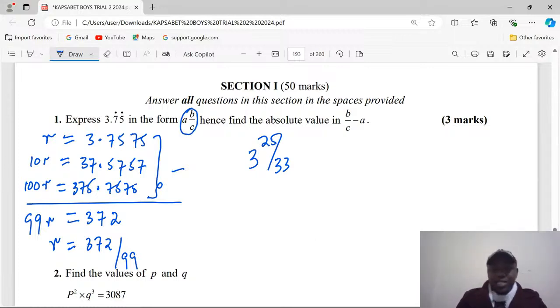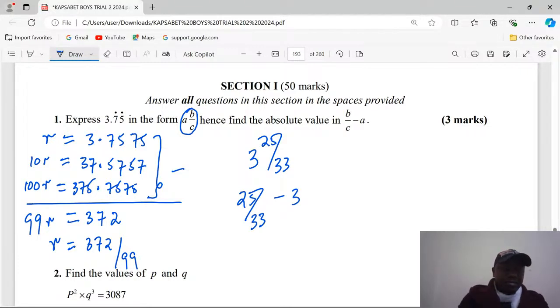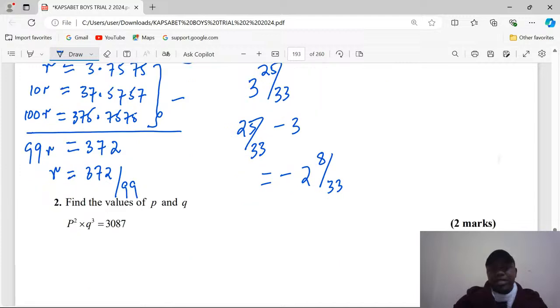Now we want to get B divided by C minus A. So according to the expression, B is 25 out of C, which is 33. Then we subtract the value of A, which is 3. So 25 over 33 minus 3. This will give us a negative now, 2, 8 out of 33. 2, 8 over 33. So that is the absolute value.